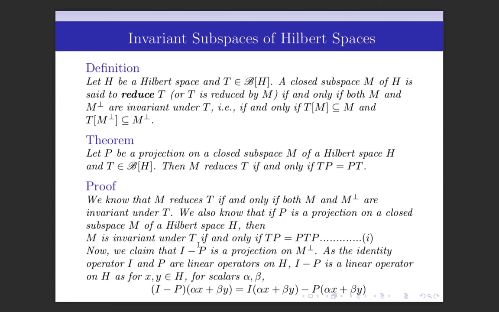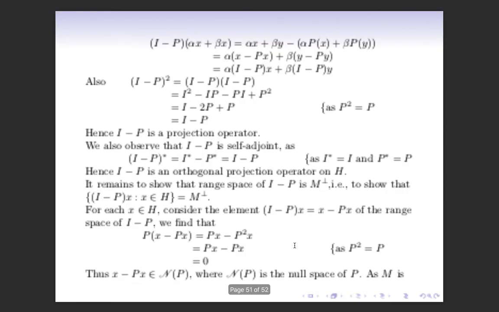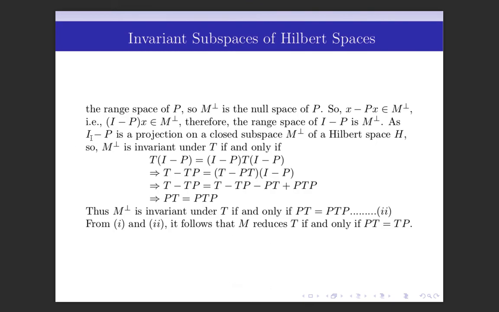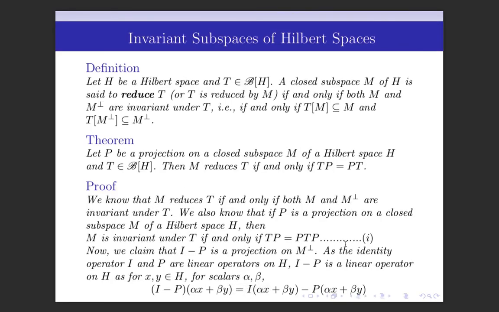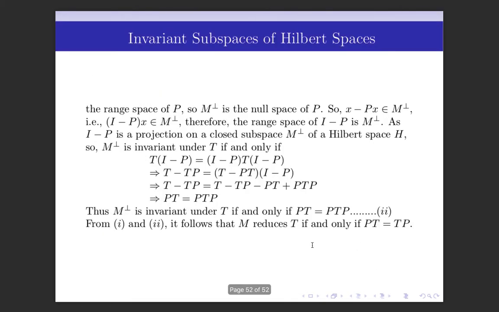So in the present case, we have the projection I minus P. So in this expression, we have to replace P by I minus P. So here we have T(I minus P) is equal to (I minus P) T (I minus P). So we can solve this and we get PT is equal to PTP. So we have shown that the orthogonal complement of M is invariant under T if and only if PT is equal to PTP.